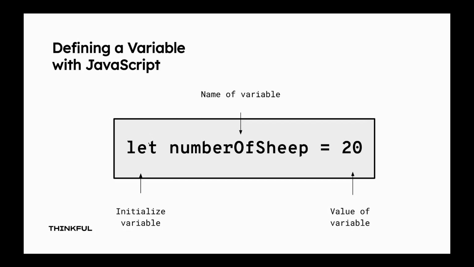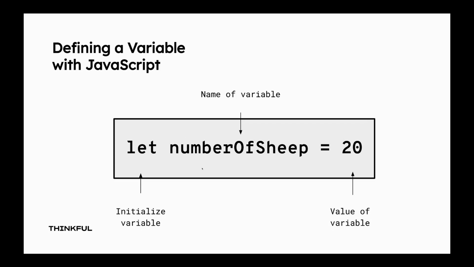But let's go through this piece by piece and break this down. So this let right here, the first thing that's going to happen, this is going to initialize the variable, and this is going to tell our JavaScript, hey, I need you to make some new memory. I'm going to create something new, and I need you to store that for me. So that's what this does. And this should only be used the very first time you're declaring a variable and not any other time. Because if we try and say let number of sheep something else, we're going to get an error that says, hey, number of sheep has already been declared. You can't redeclare it.